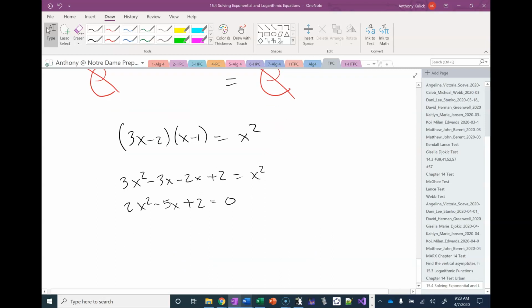So what I have now is a quadratic equation. I could try to factor this. I think it will factor. But since the leading coefficient isn't 1, if I do try to factor, I have to use that long factoring method. So instead, let's just use the quadratic formula, because I know that's going to take not very much time.